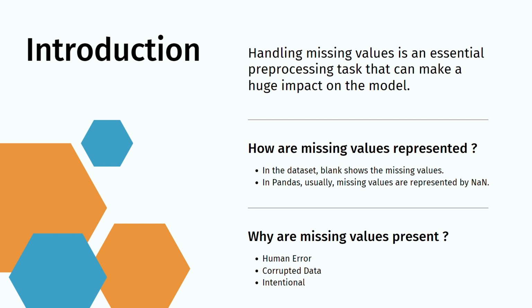And why are missing values present? Missing values can be present due to various reasons, and some of them are human error. Let's say someone is entering data. There are people who do data entry, and sometimes it is possible that one skips a row or one skips one specific entry, and due to human error, missing values are created.